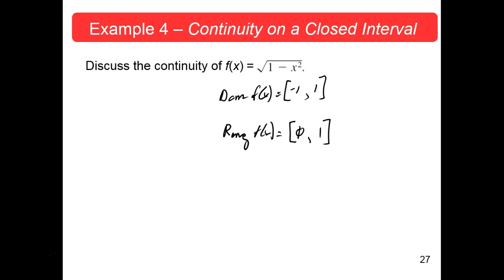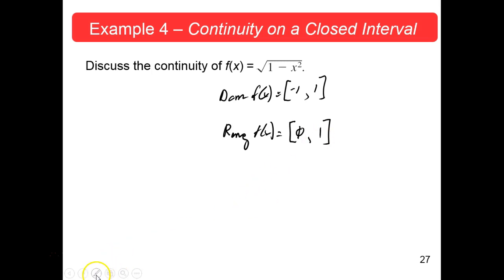How about negative 2 to 0? No, okay, not even defined. It's outside the domain, okay? So as long as you're within that, you can talk about continuity. Outside that, it makes no sense because values are not even in the domain. So that is continuous on the closed interval, minus 1 to 1, and in any closed interval contained in that.